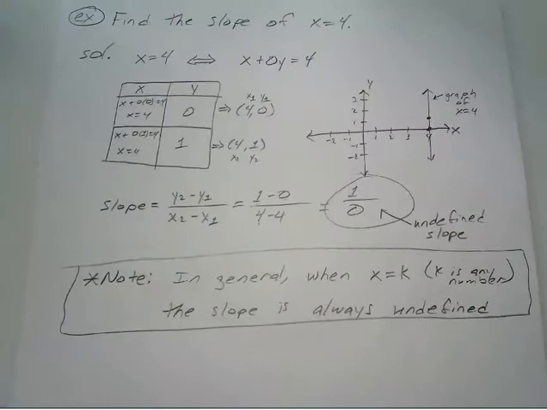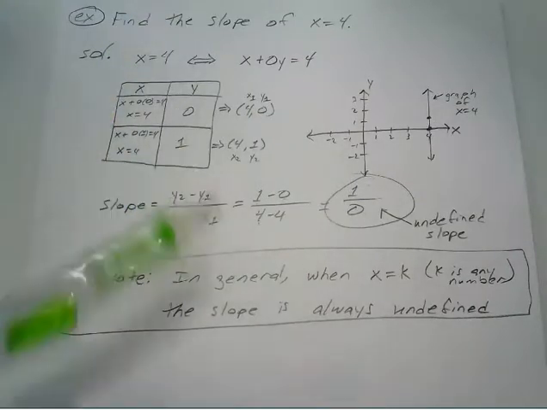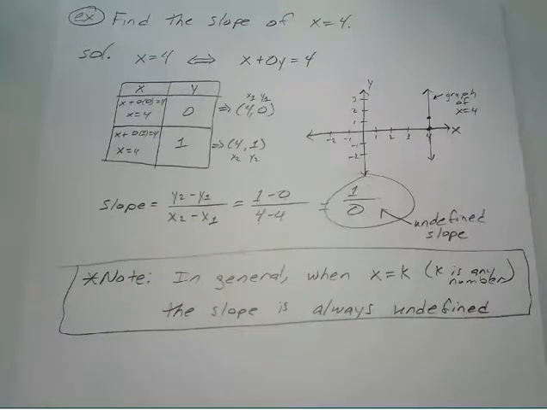So that means if I said find the slope of x equals 8, I don't have to do all this. I automatically know it's undefined. If I say find the slope of x equals 24, I don't have to write anything down. I know it's undefined. They say find the slope of x equals -3. I don't have to write anything down. I know it's undefined. Automatically without writing down a thing.